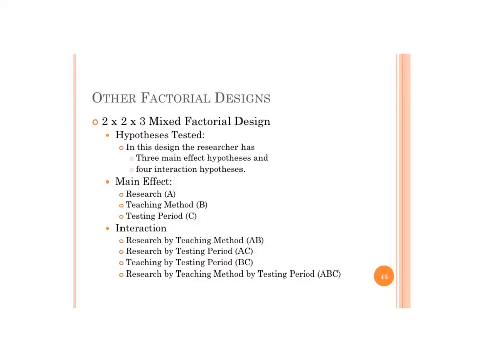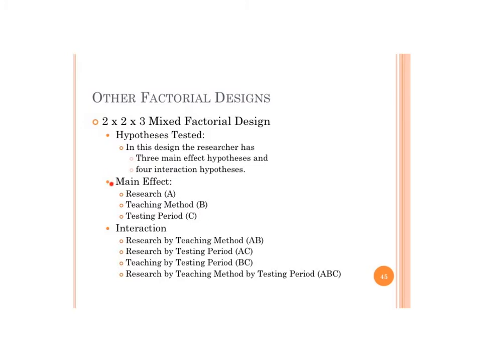Just to show you what would happen if we were to extend this example into a 2 by 2 by 3, so bring in another factor. Actually, I have a typo here. 2 by 2 by 3. So here I have 2, did they take research as undergrad or not? 2, what kind of teaching method did they use? So let's say we do face-to-face compared to an online class. And then 3, pre, mid, and post.